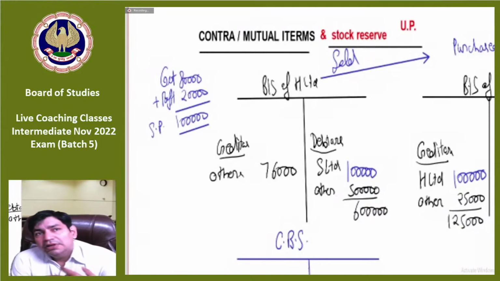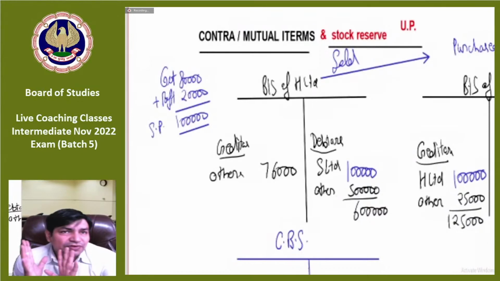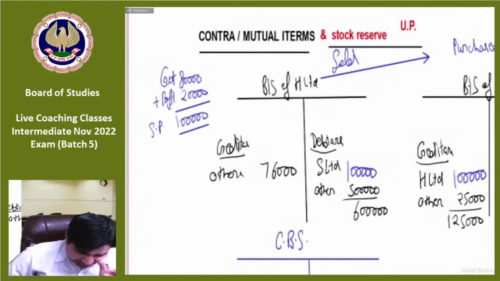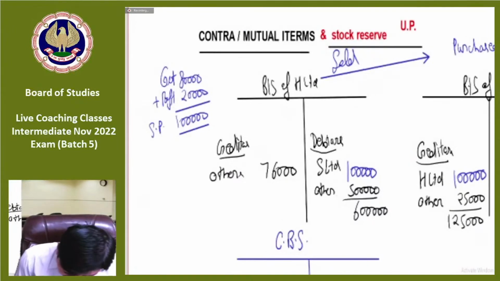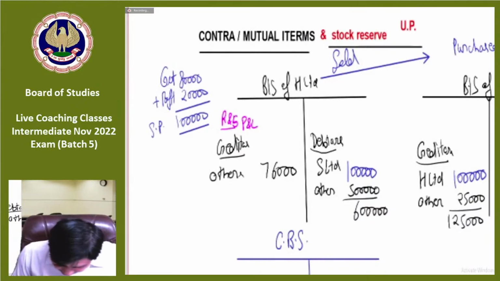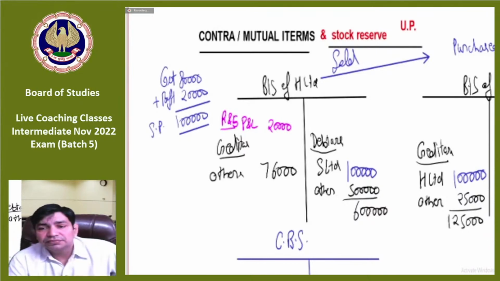So, 80,000 costing goods was sold at rupees 1 lakh. That means the holding company also booked a profit in its reserve and surplus. There was a profit, beta ji. You know profit? Yes. Here there is a profit of rupees 20,000.